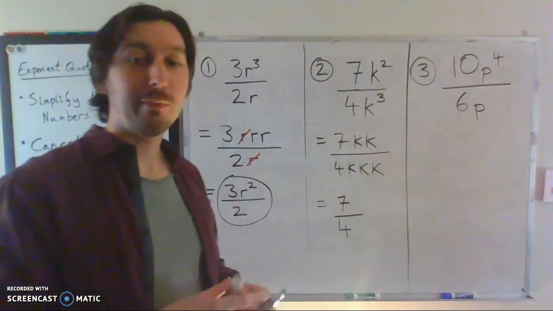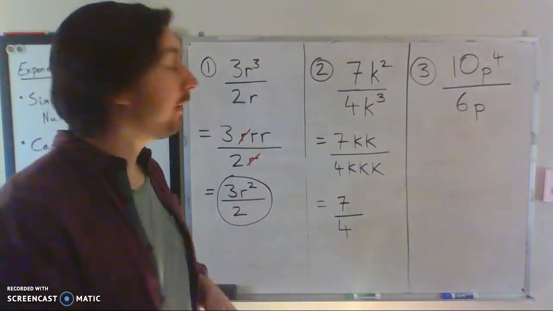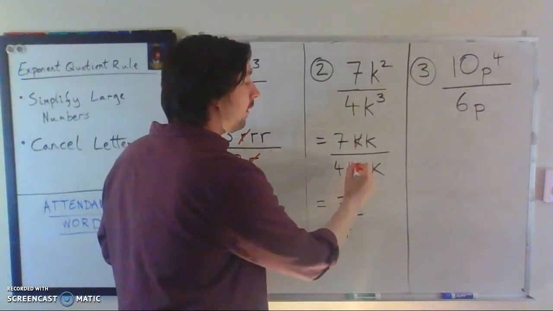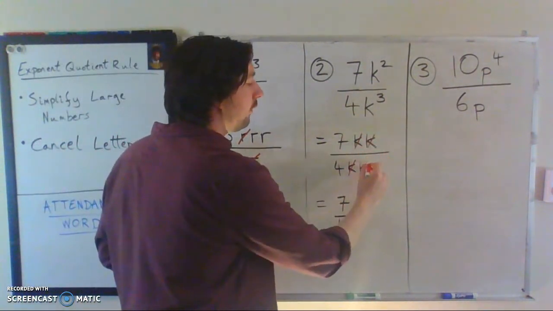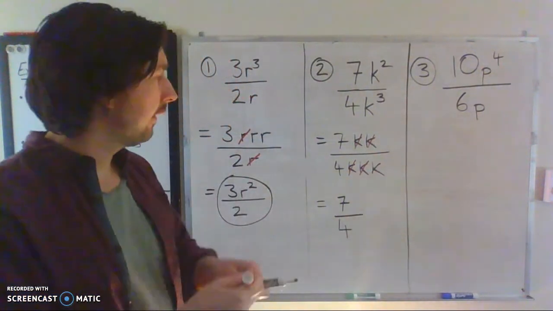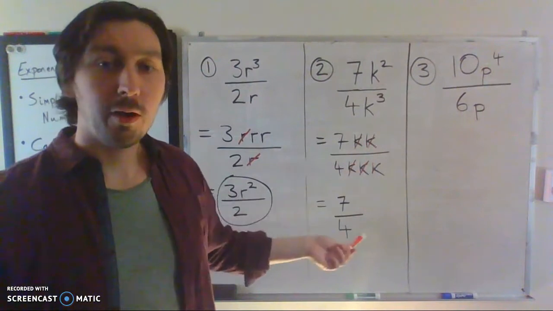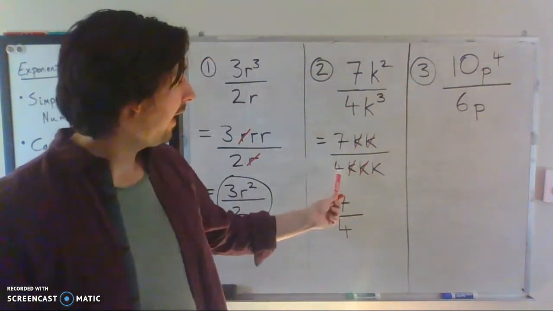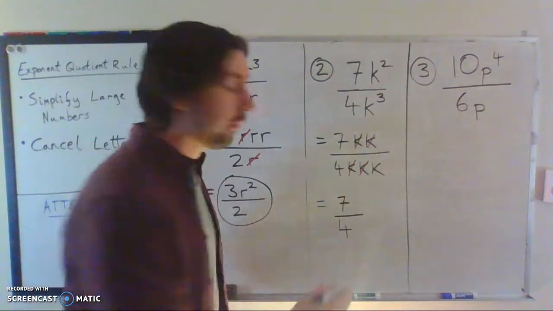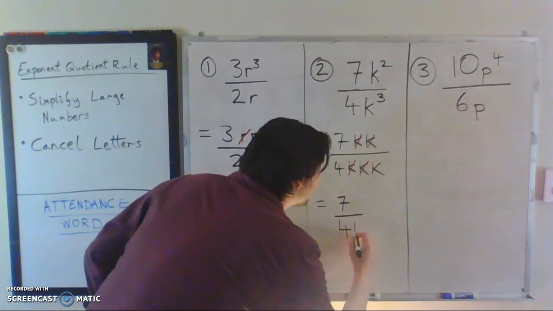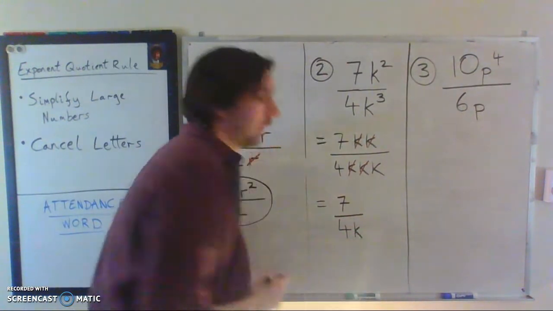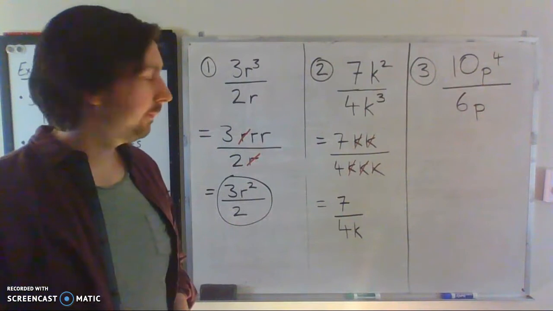But now I can even cancel some of those Ks. 1, 1, 2, 2. Same thing on top as bottom. They've both gone on the top. I've only got a 7, but I've got 1 left on the bottom. And that's my final answer.